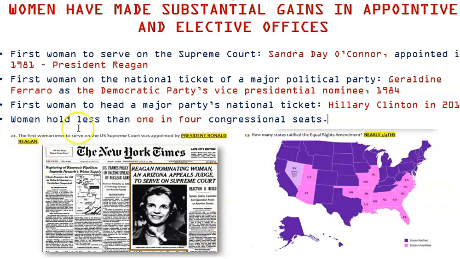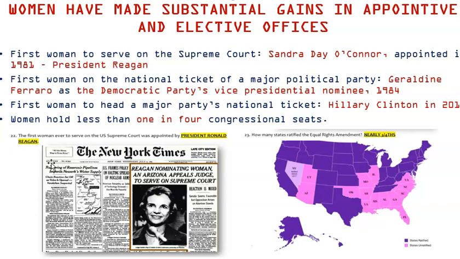The two questions asked at the bottom of this slide: the first woman to ever serve on the U.S. Supreme Court was appointed by who? That was President Ronald Reagan. So you need to somehow make the association of Sandra Day O'Connor to President Ronald Reagan, because the question could be asked, who appointed her or who did Ronald Reagan appoint? So you get the idea. If that question is asked, that's how they would go about asking it.